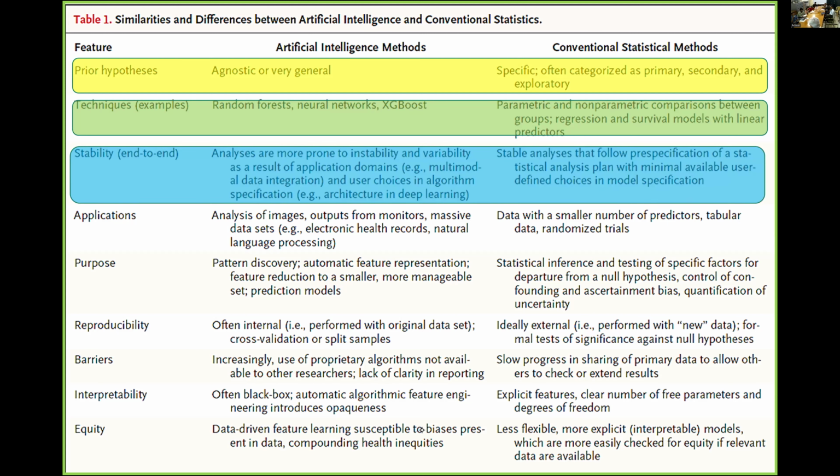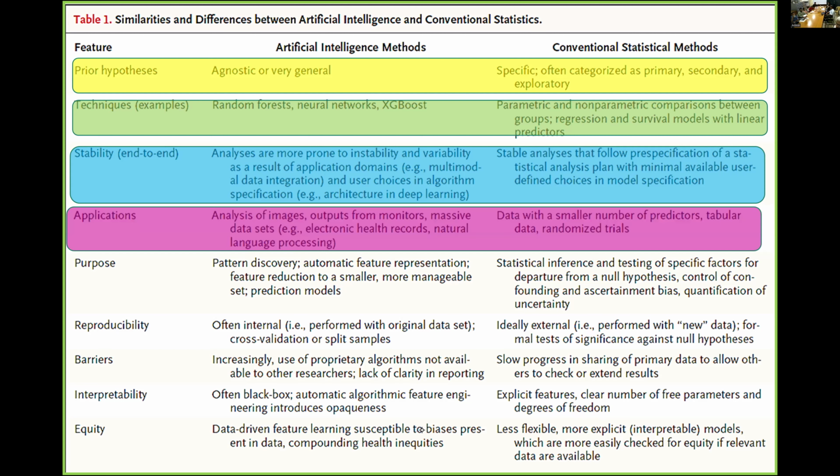Statistical analysis, like we were discussing right now: why did they do Bonferroni, why did they do interim analysis, why did the sample size increase? The statistical plan we make, whatever we get, we follow through to the end. We can't change the statistical analysis halfway through. It's a fixed statistical plan. Whereas artificial intelligence is more prone to instability and changes along the way. So there can be changes like that.